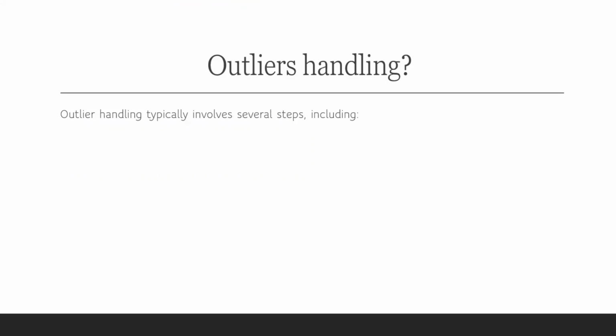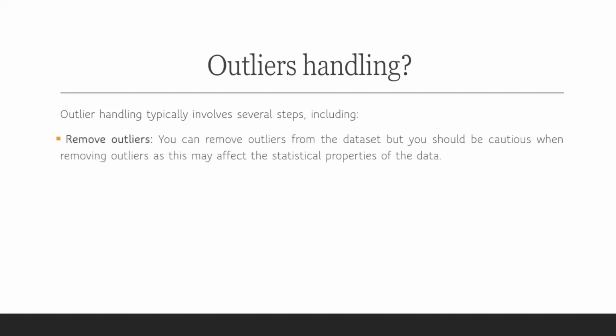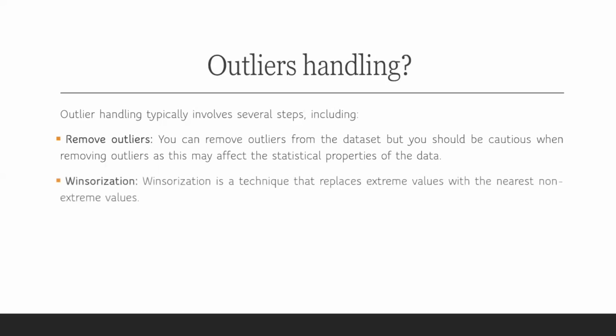So there are several techniques and steps to handle outliers, including removing outliers. You can remove outliers from the dataset, but you should be cautious when removing them, as this may affect the statistical properties of the data, because sometimes they may contain important information. Next we have Winsorization. Winsorization is a technique that replaces extreme values with the nearest non-extreme values in the dataset.